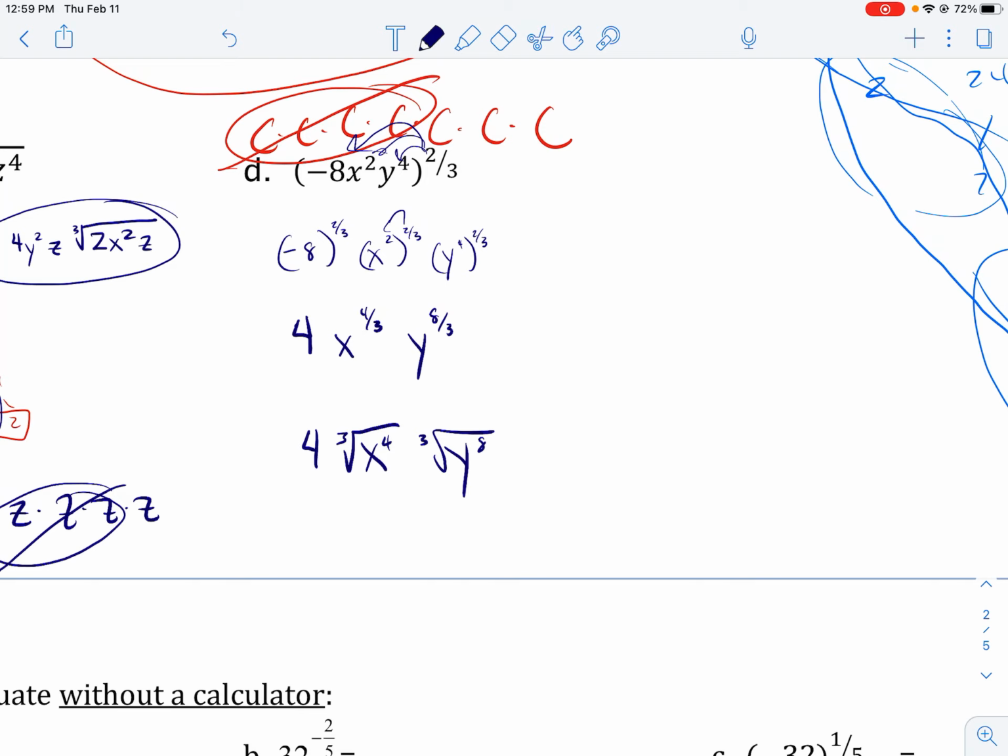Okay, so how many x's can I bring out of this guy here? Well, we have 4, right? 1, 2, 3, 4. How many pairs of 3 do we have? Just one. So we're going to have x come out, with 1 x left behind.